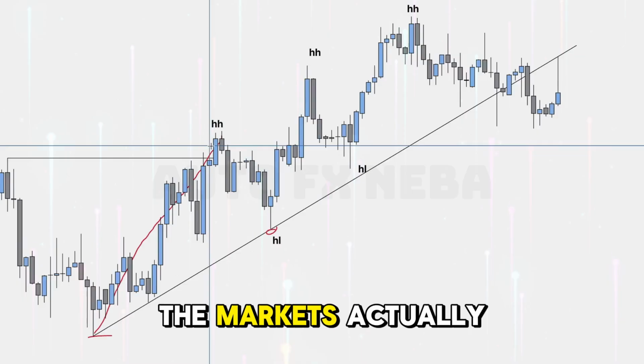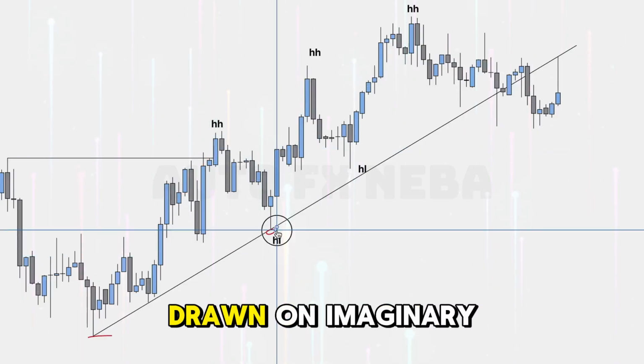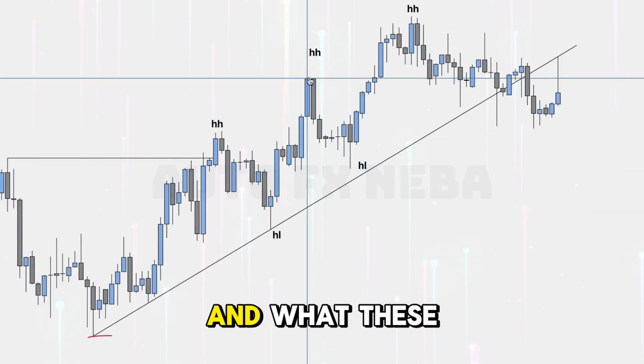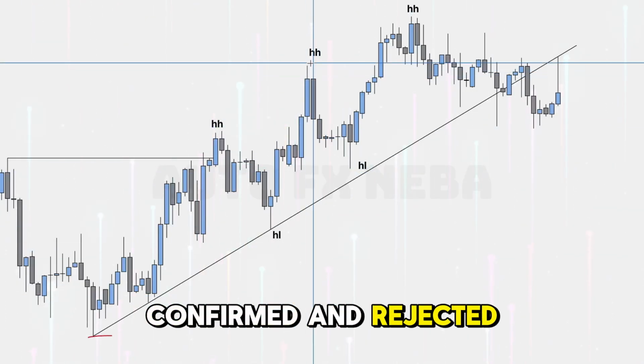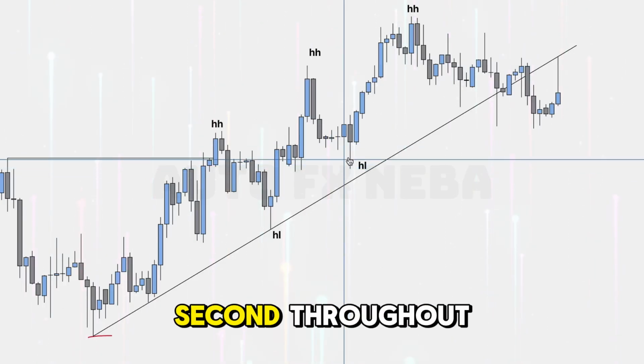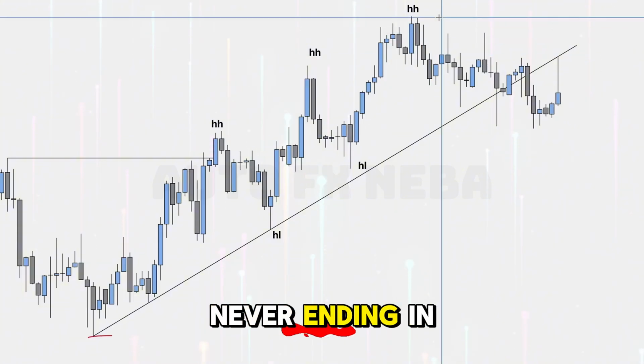So if we look at what the market's actually printed, not what our drawn on imaginary line tells us, we can see that the market is clearly trading upwards. And what these candlesticks show is confirmed and rejected real price action. It is the real market price printed second by second throughout the entire day, never ending in a big flow.